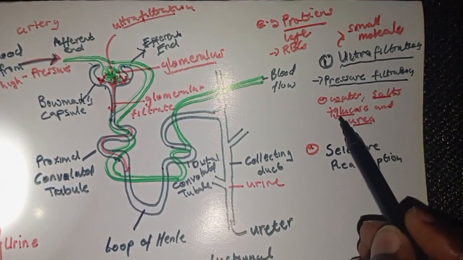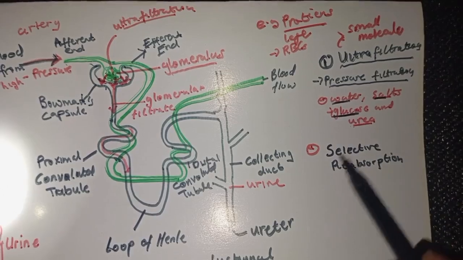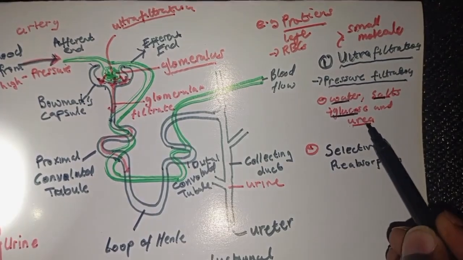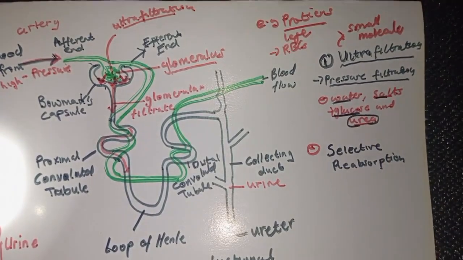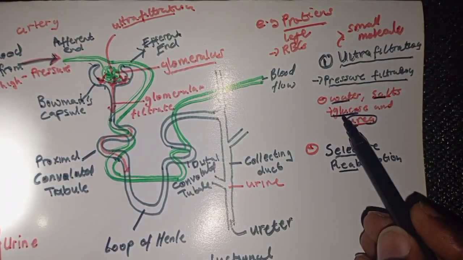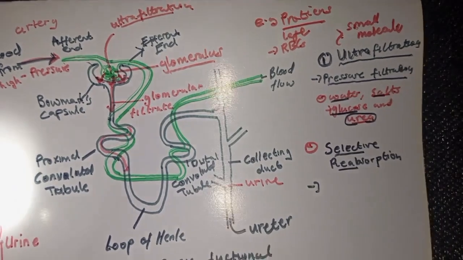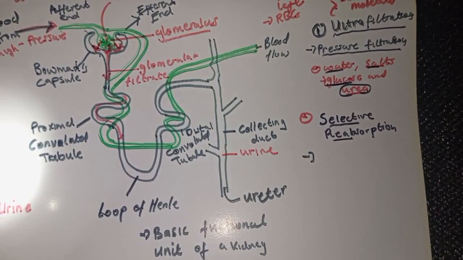So we said we need glucose and we need some of the water, we need some salts. Not everything should come out, but this one we don't mind, it can just go. Okay, so we have selective reabsorption where glucose is taken back. So the definition here: this is the reabsorption of useful substances from the glomerular filtrate into the renal tube, into the bloodstream.